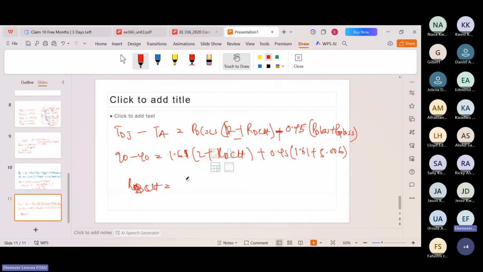I'm expecting you to get 50 minus 2.9772 divided by 1.61 minus 2. So I'm expecting you to get this expression. Do the substitution and let me know. You get 27.21, 2.1 degrees Celsius per watt.